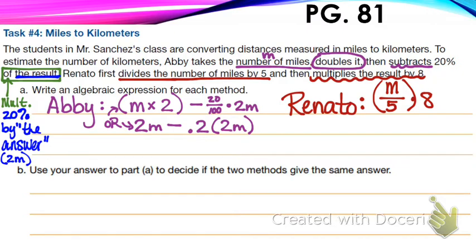And a lot of people get confused here because the multiplication and division step happens at the same time, and you do whichever one you see first as you move from left to right. So if I'm looking at Renato's expression, as I move from left to right, what's the first thing I would do? The division. And after that, I would do the multiplication.